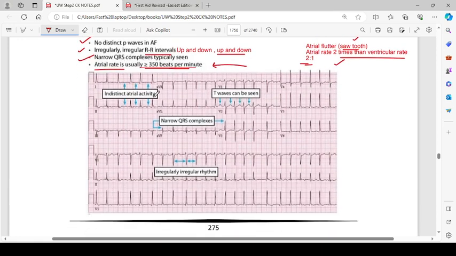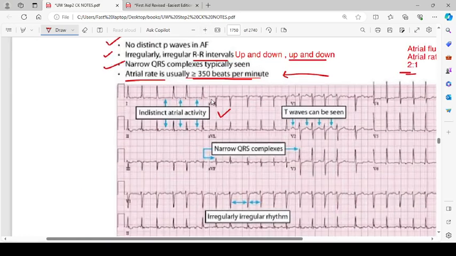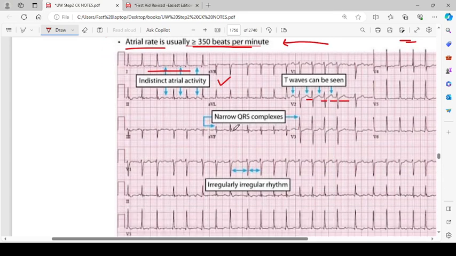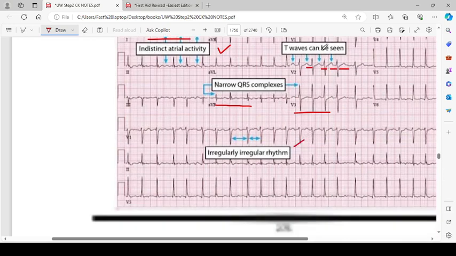So here you can see that there is indistinct atrial activity in these waves. The atrial activity is not clear, like in these waves. The T waves can be seen in lead V2. That's a good thing. The QRS complexes are narrow and an irregular rhythm is present.